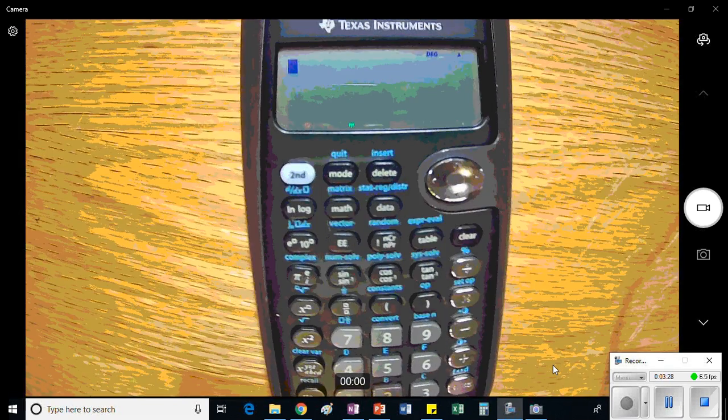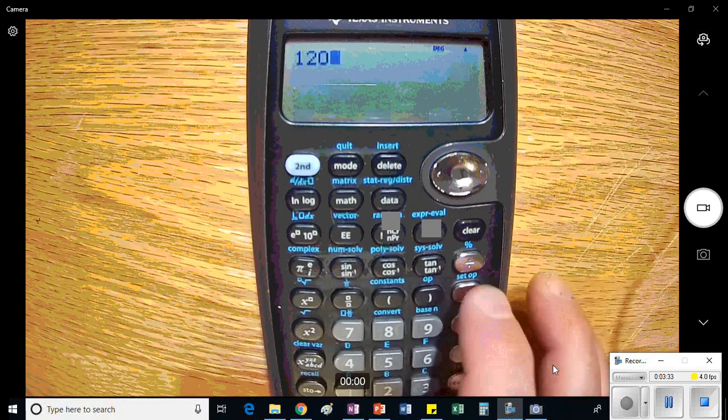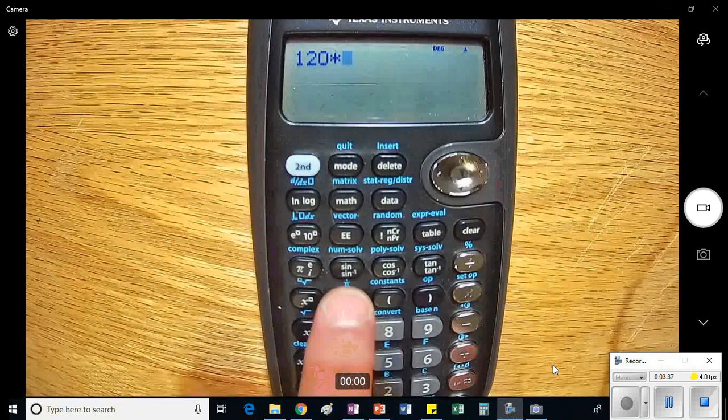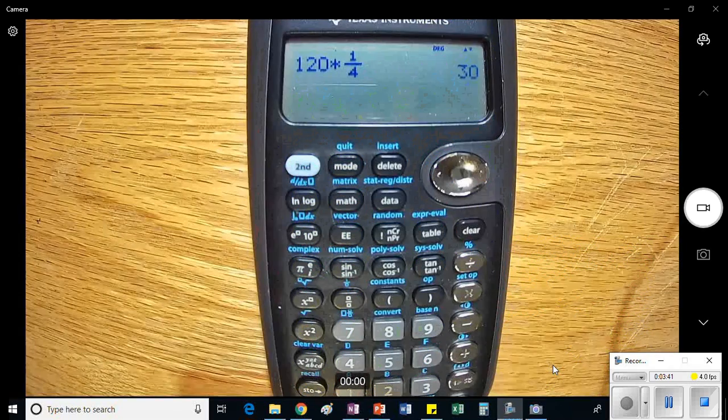It's particularly easy if you have this black calculator. Here we're going to do 120 times, and we want to do the 1/4. There's a fraction button right here above the 7. And you type in 1/4, 120 times 1/4 to get that 30. It's actually not that hard. Multiplying by 1/4 is the same as dividing by 4. 120 divided by 4 is going to be 30. You may or may not need the calculator for that, but you may use it.